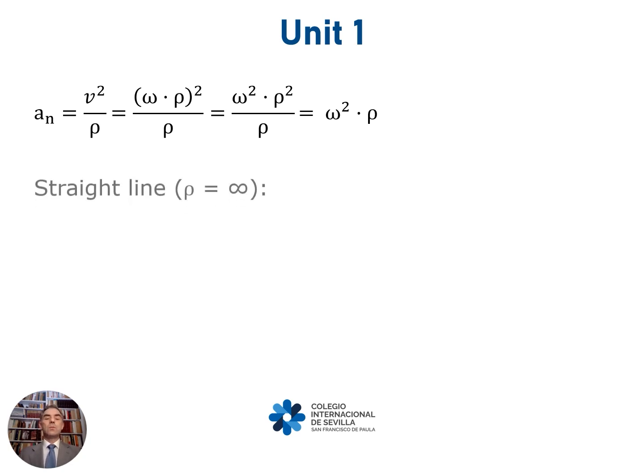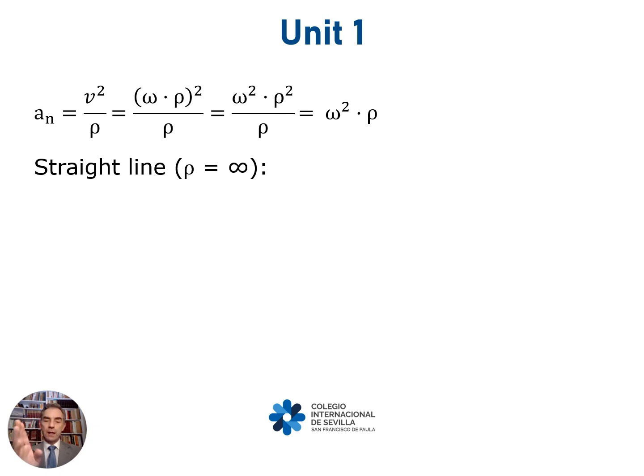Now let's consider what happens when we are moving along a straight line. Straight line is defined in mathematics as a circumference whose radius is infinite. Let's replace in the expression. If the radius is infinite, when we make the calculation of the square of the speed divided by the radius, it equals the square of the speed divided by infinite. But any number divided by infinite equals 0. So the normal acceleration is 0. Straight motions do not have normal acceleration.